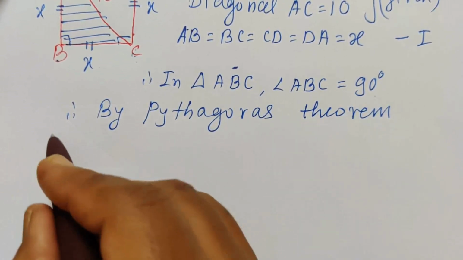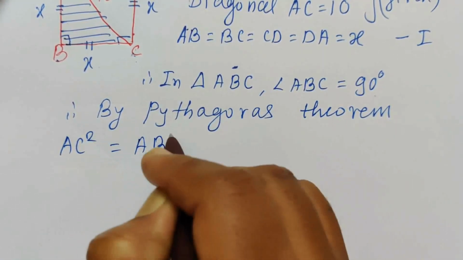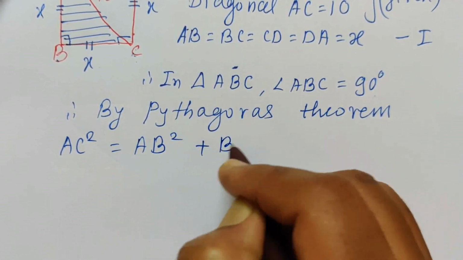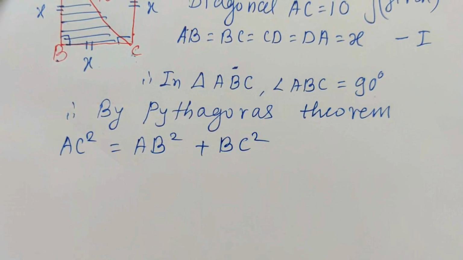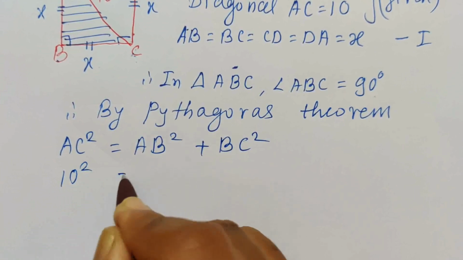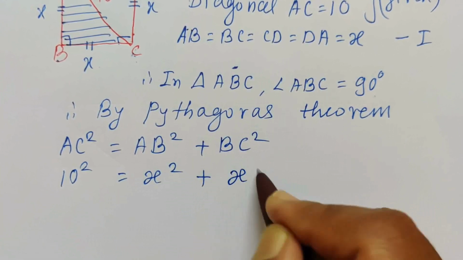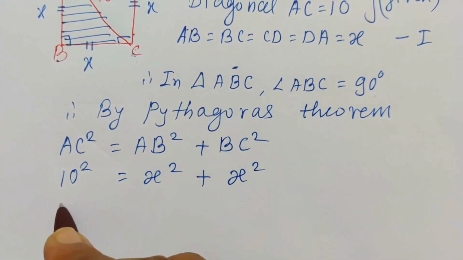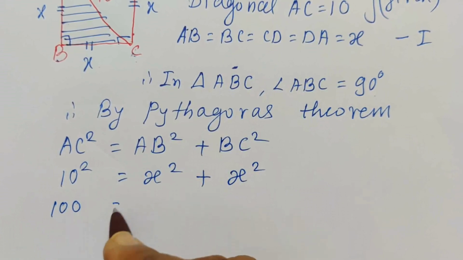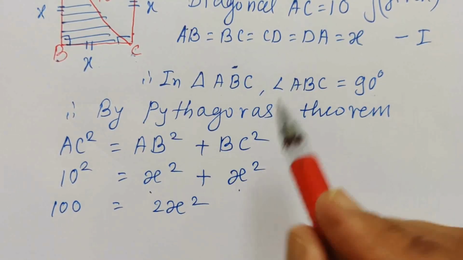So by Pythagoras theorem you get AC square is equal to AB square plus BC square. You know the value of AC, that is 10. So 10 square is equal to AB, we consider x, so x square, BC also x, so x square. Here 10 square is 100. 1x square plus 1x square is equal to 2x square. I am solving this side remaining example.